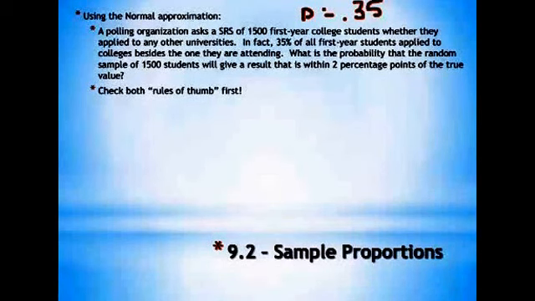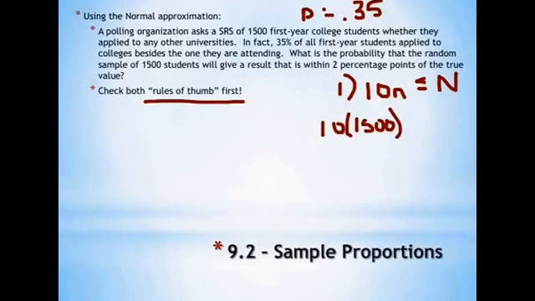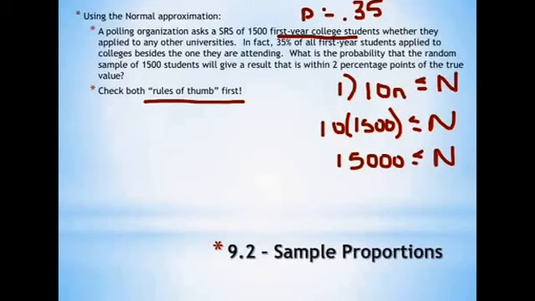What is the probability that the random sample of 1,500 students will give a result that is within 2 percentage points of the true value? Before we even start this problem, we have to check both rules of thumb first. The first rule of thumb is that 10 times our sample has to be less than or equal to our population. So 10 times 1,500 is 15,000, and I think we can say that there's more than 15,000 first-year college students.